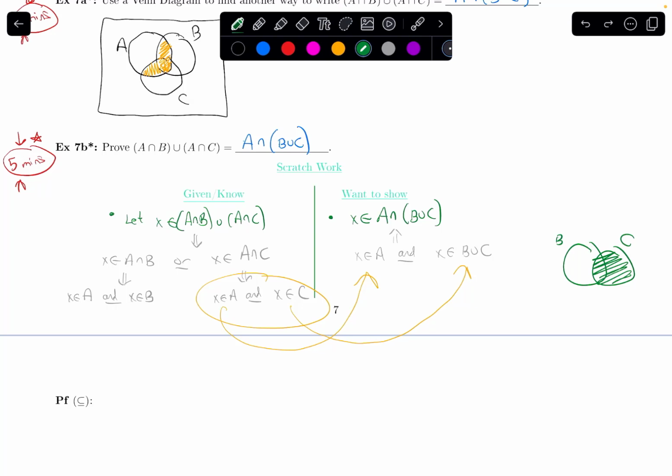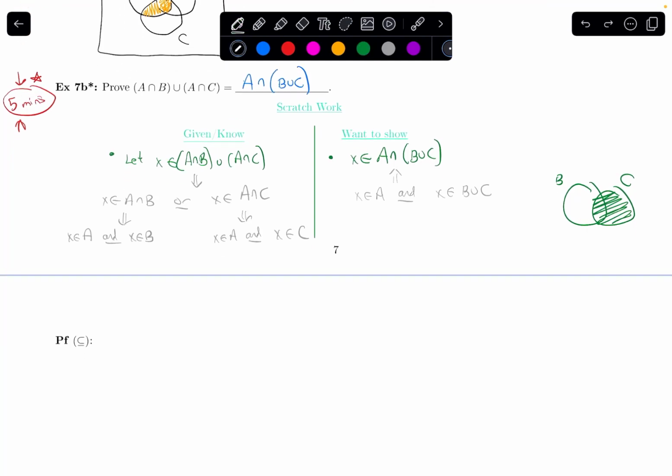Okay, so nice. So at this point, we have a connection between what it is that I know and what it is that I want to show. And once we've reached that connection, that means we have all the details that we need for the proof. So let's start the proof.